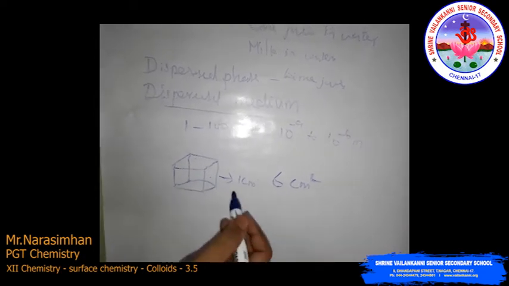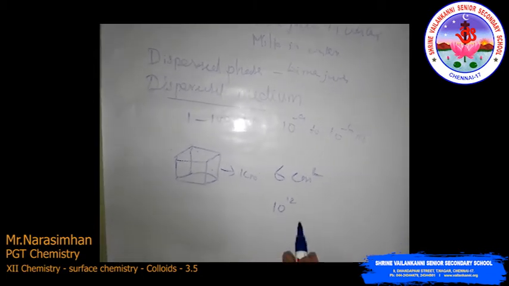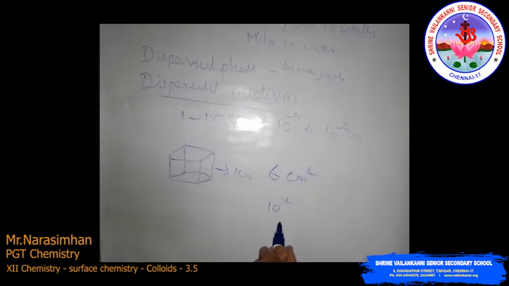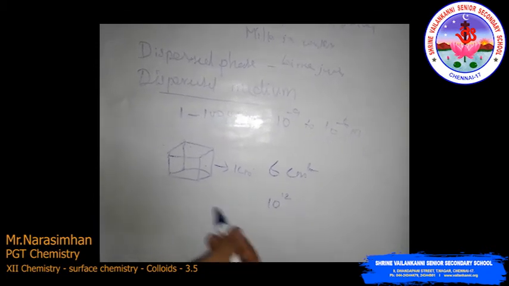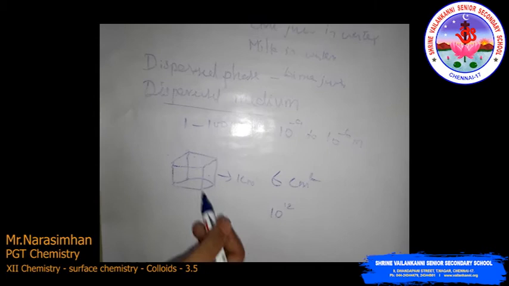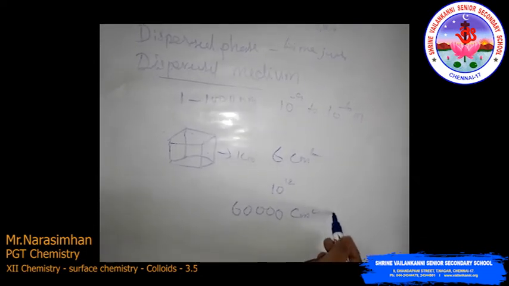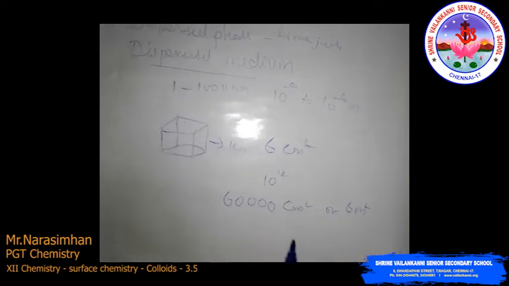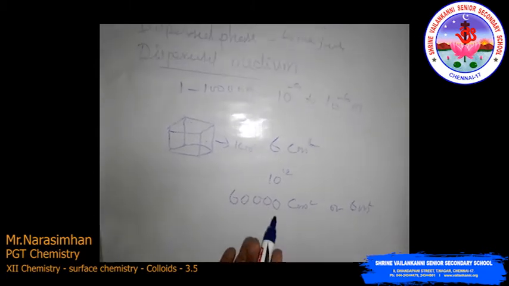If it were divided equally into 10 power 12 cubes, the cubes would be the size of large colloidal particles and have a total surface area of what? 60,000 centimeter square or 6 meter square. Okay, this means the surface area is increasing.